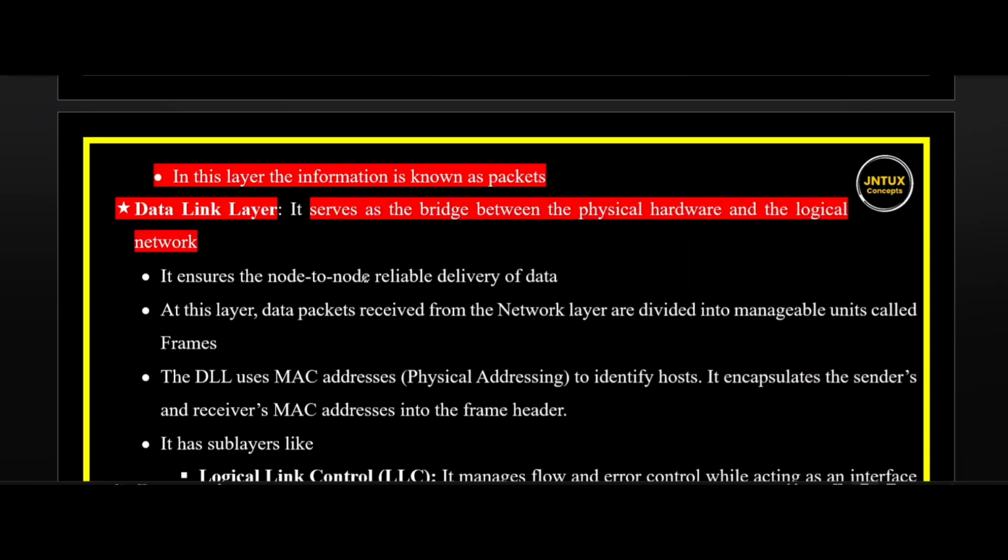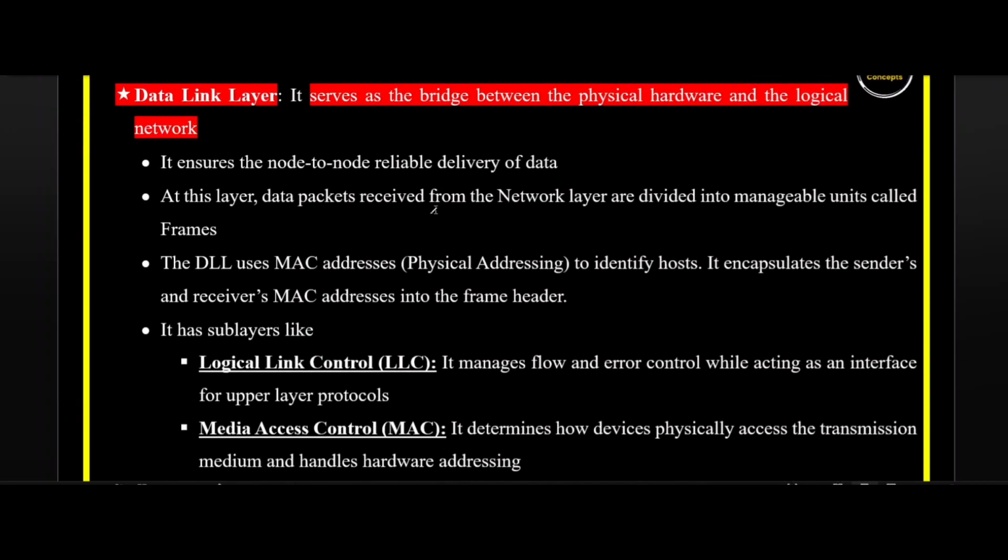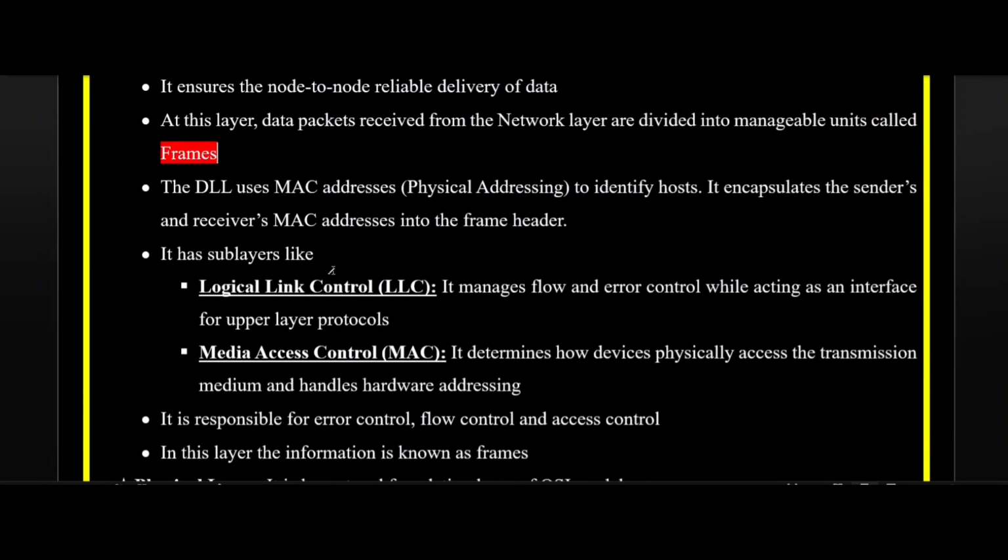It ensures the node-to-node reliable delivery of data. At this layer, data packets received from the network layer are divided into manageable units called frames. The DLL uses MAC addresses for physical addressing to identify hosts, and it encapsulates the sender's and receiver's MAC addresses into the frame header. It further has some sublayers, like logical link control (LLC) and media access control (MAC).